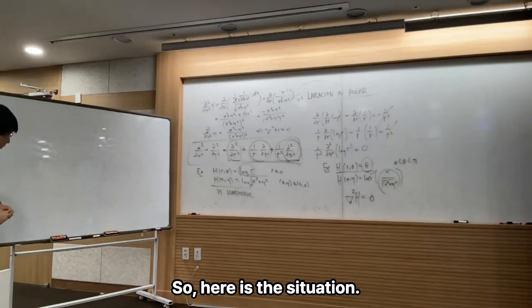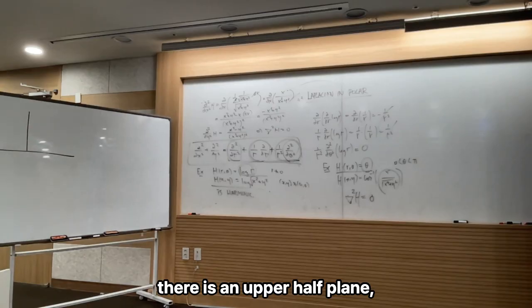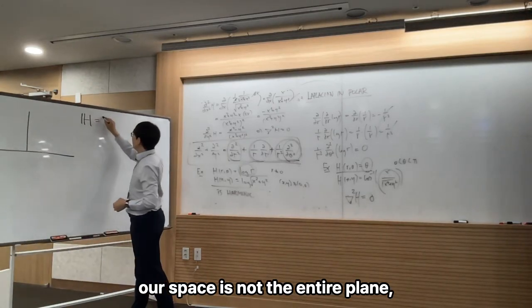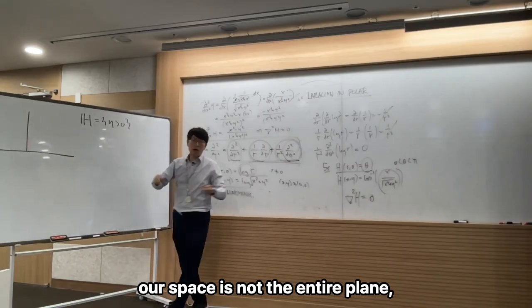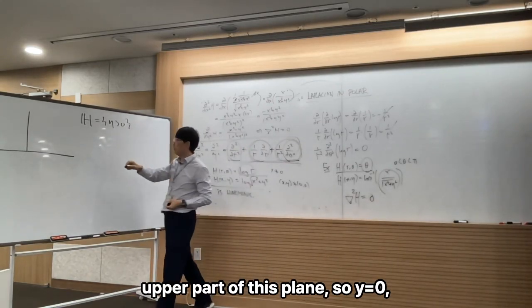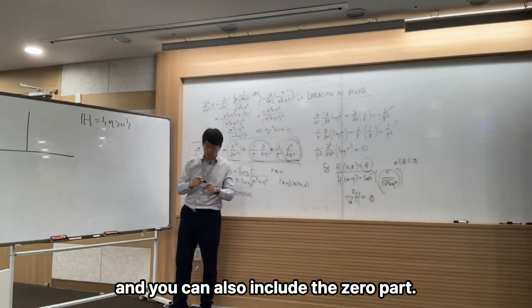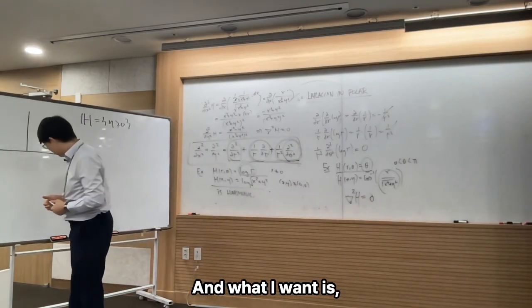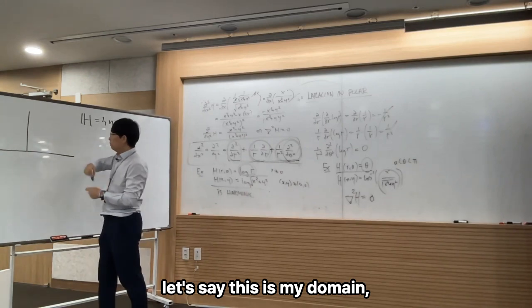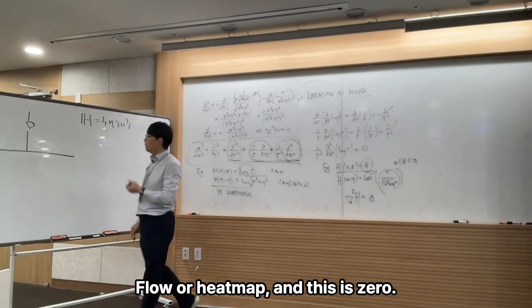Okay, so here is the situation. Let's consider the upper half plane, which means that our space is not the entire xy plane. It's only the upper part of this plane, where y goes to 0, and you can also include the 0 part. And let's say this is my domain. So I consider this as my domain of heat flow or heat map.